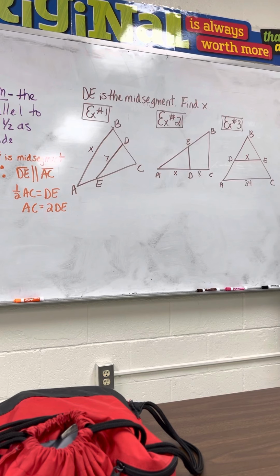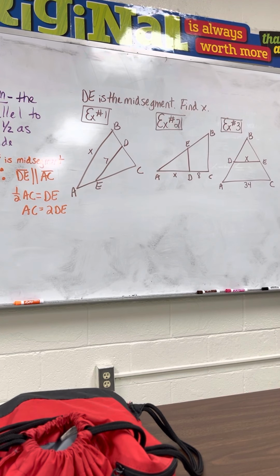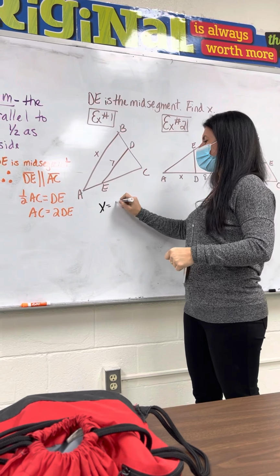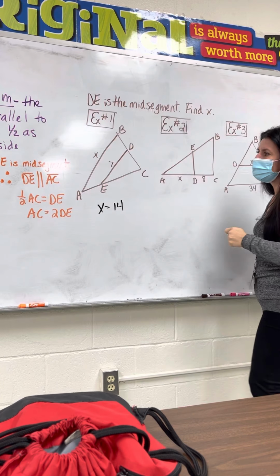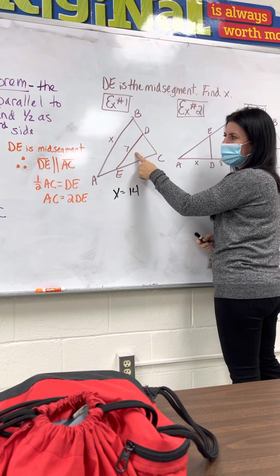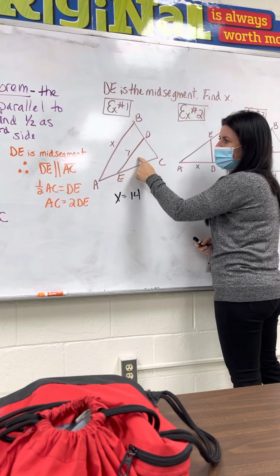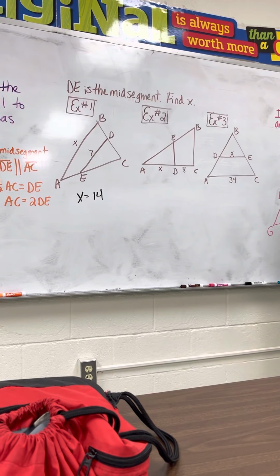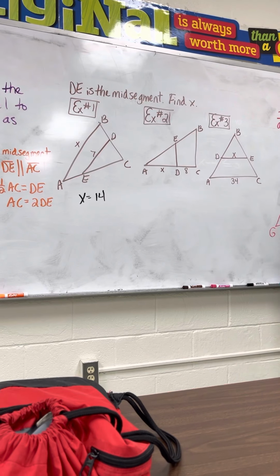These should be pretty easy. What's X and Y? Ryan? 14. Why? Because DE is half of BA. Good. This is a midsegment because they told us. Because this is a midsegment, it's half the length of this side. So if it's half, then going in the other direction, X has to be 14. What about example 2? What's X?